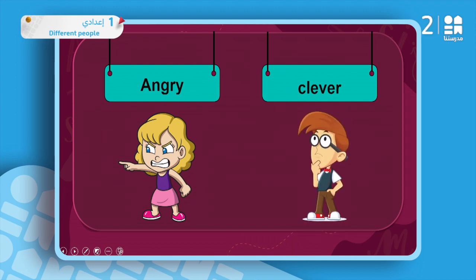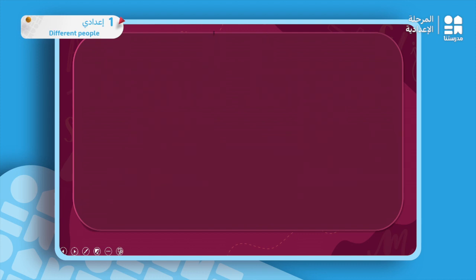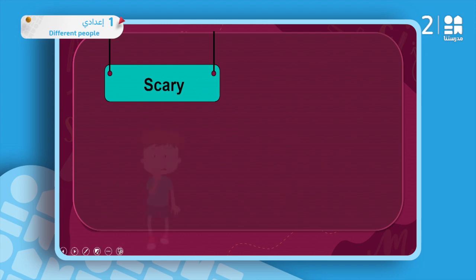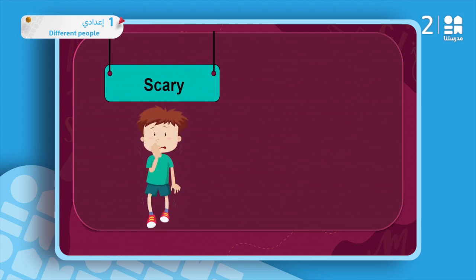After that we have clever. Clever means smart, intelligent, or a person who can learn very quickly. Clever, smart, or intelligent. After that we have scary. I can describe a thing or a person as scary when it is terrifying or frightening. What does terrifying or frightening mean? Something horrifying. Okay? It causes fright and fear.